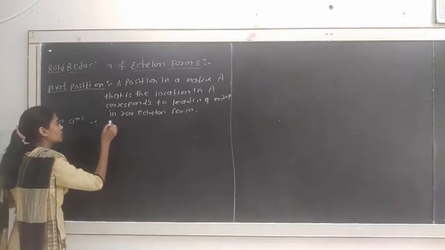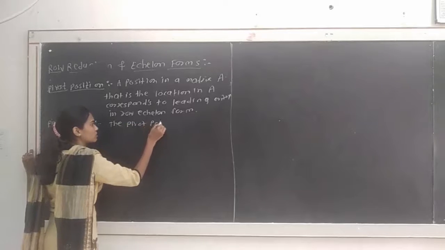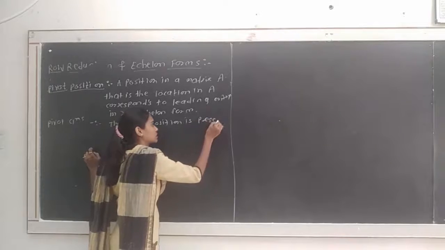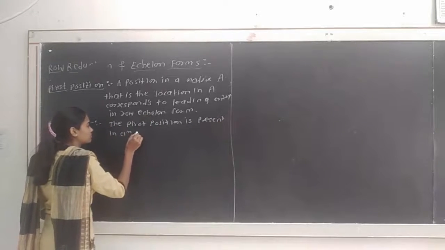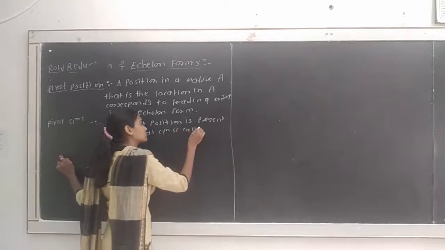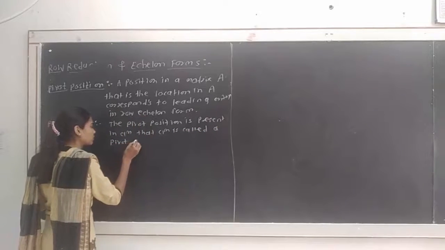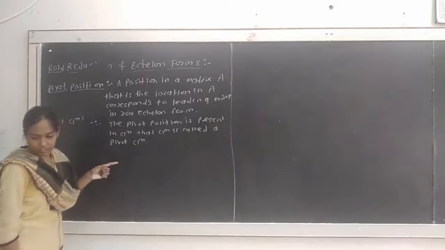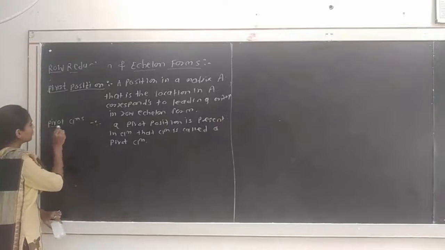Okay, so if a pivot position is present in a column, that column is called a pivot column. That column is called a pivot column. Okay, a pivot position is present here, and it is present in that column. That column is called the pivot column.